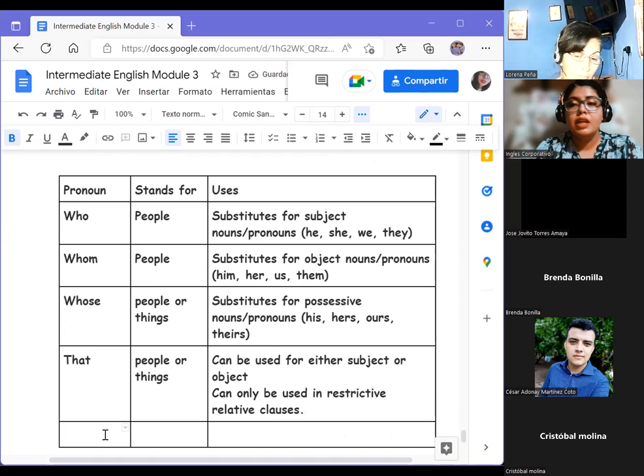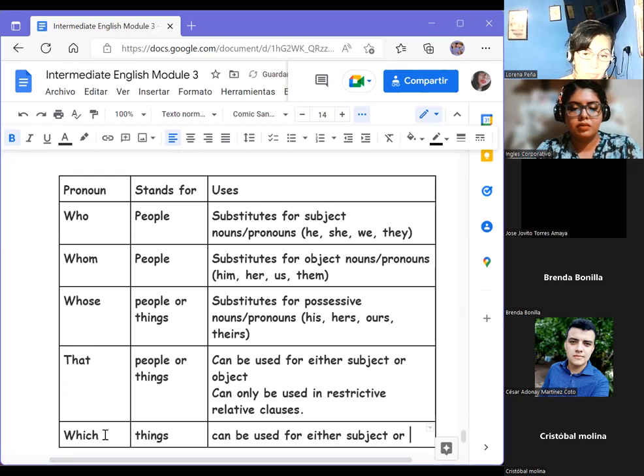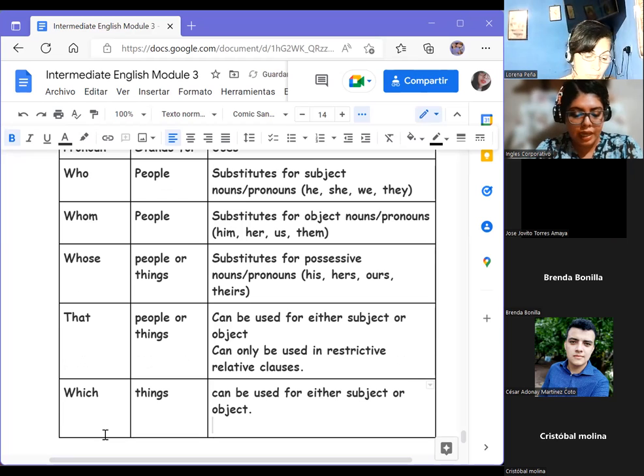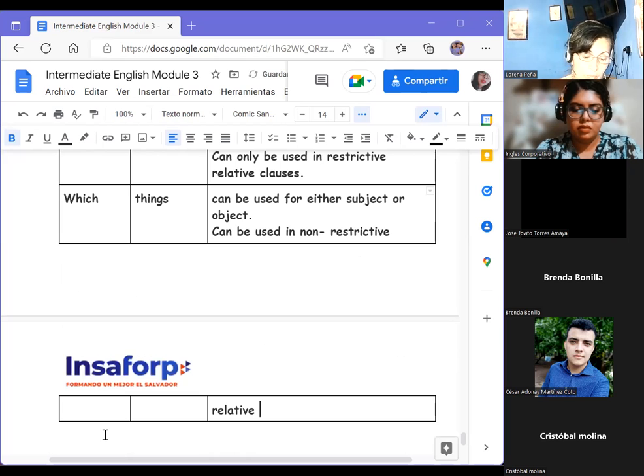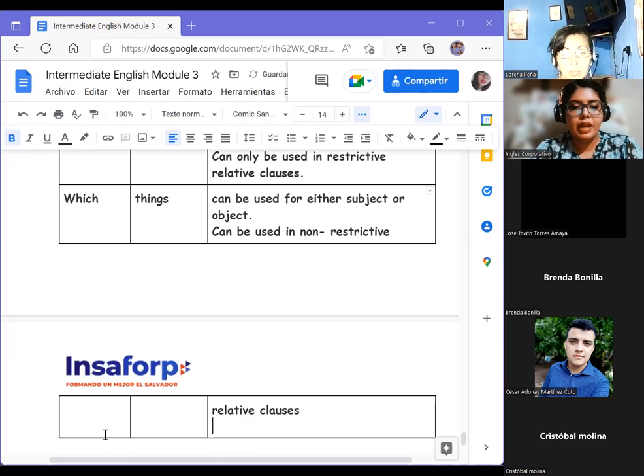And then we have the last pronoun that we have, that is which. And it stands for things. And it says it can be used for either subject or object. It also says it can be used in non-restrictive relative clauses. And also it can also be used in restrictive relative clauses.